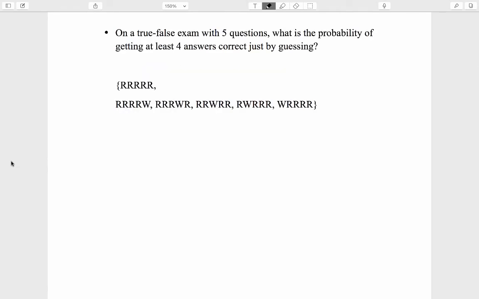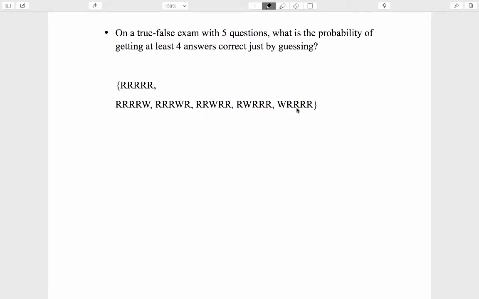On a true-false exam with 5 questions, what is the probability of getting at least 4 answers correct just by guessing? When you list all the outcomes that are in the event, here they are, and there are 6 of them. How do you get at least 4 answers correct? You can have 5 right answers and 0 wrong, or you can have 4 right answers and 1 wrong, but that 1 wrong can be anywhere within the word.